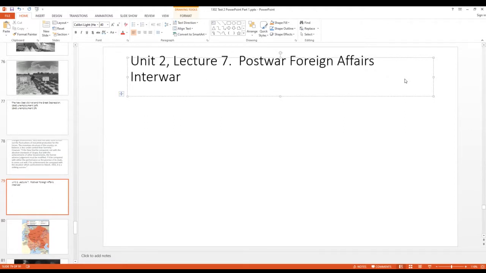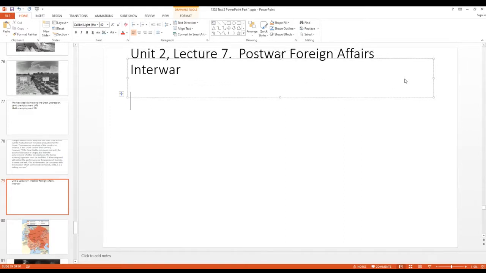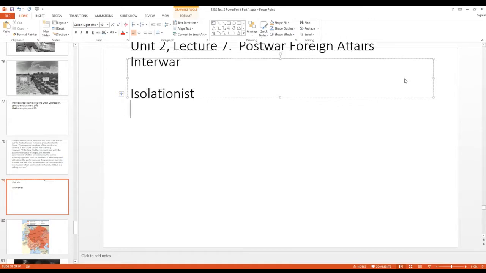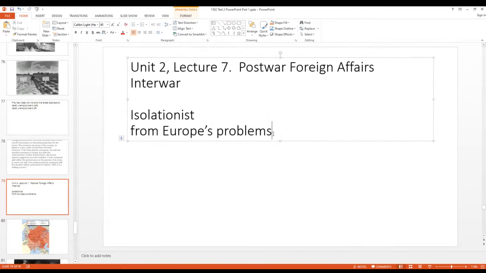So what do we see here in post-war U.S. foreign affairs? It is largely isolationist. The United States will return to dealing primarily with its own problems and isolate itself largely from Europe's problems. And Europe's problems in the 20s and the 30s are going to get really bad.